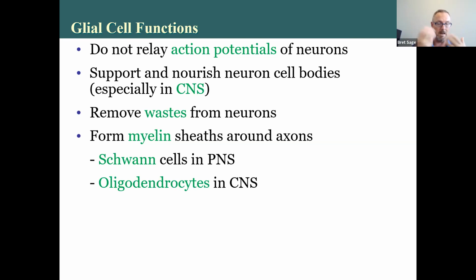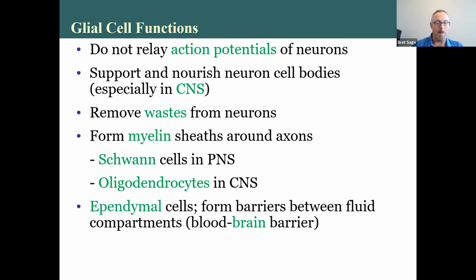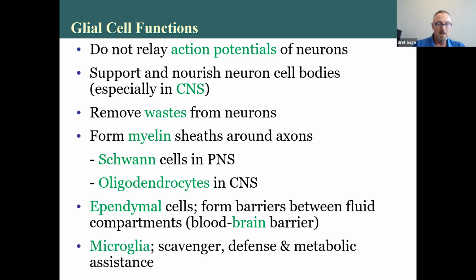In the central nervous system, our brain and spinal cord, we use cells called oligodendrocytes. Big word. You can understand it by breaking it into small bits. Oligodendrocytes. Ependymal cells are also found there. They form barriers between fluid compartments, such as the blood-brain barrier, which is there to prevent chemicals in your blood that aren't supposed to be there from getting into your brain. Microglia are other types of glial cells. They are scavengers, kind of like white blood cells to a certain extent. They defend and give metabolic assistance to the neurons.